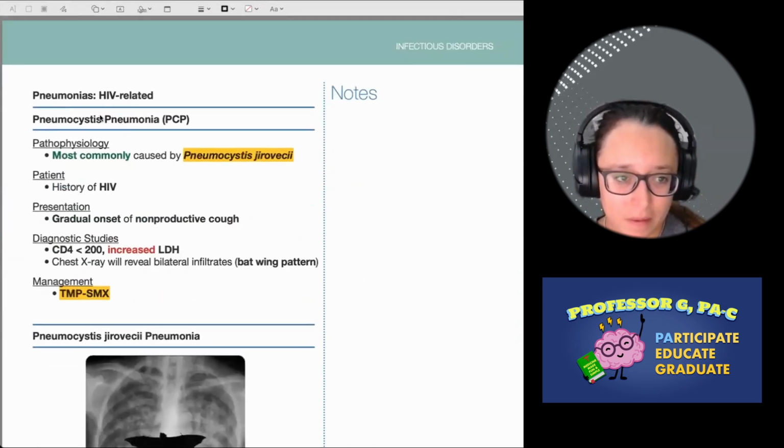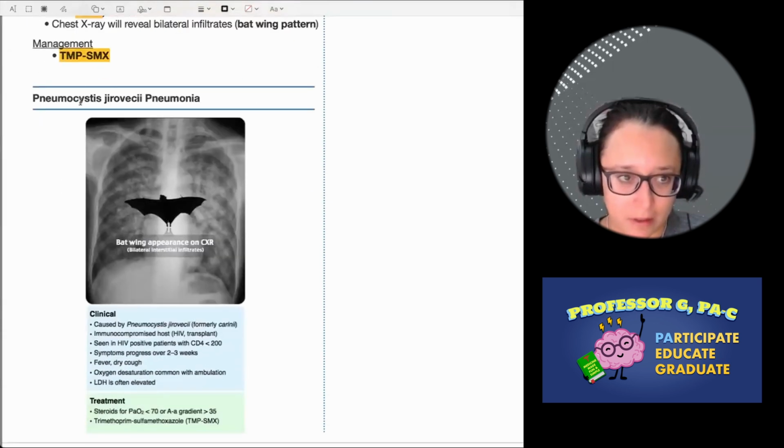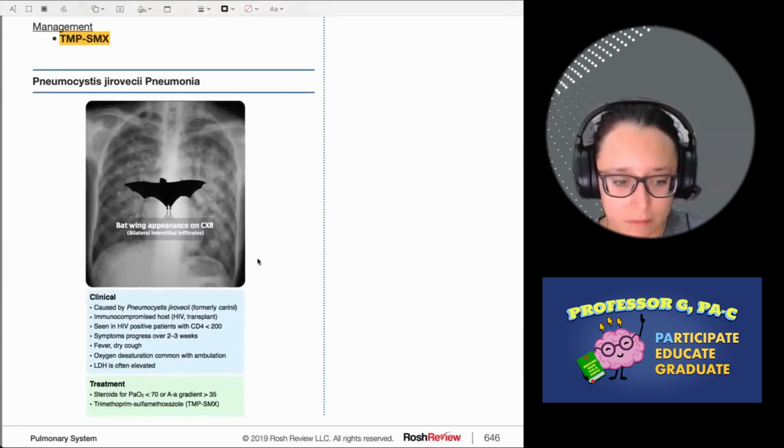All right, PCP. HIV, CD4 count less than 200. Okay. Bat wing, they say it's like a bat wing pattern. In this area, I've just always seen it as interstitial on both sides. And just look for that. If they say HIV and they say CD4 count less than 200, and it's kind of this non-productive cough, atypical type presentation, think PCP. And it's Bactrim that's the treatment for that. So TMP, trimethoprim sulfamethoxazole.